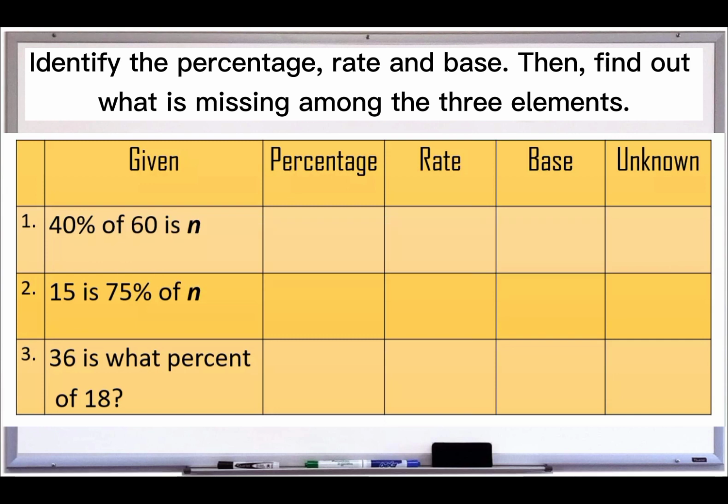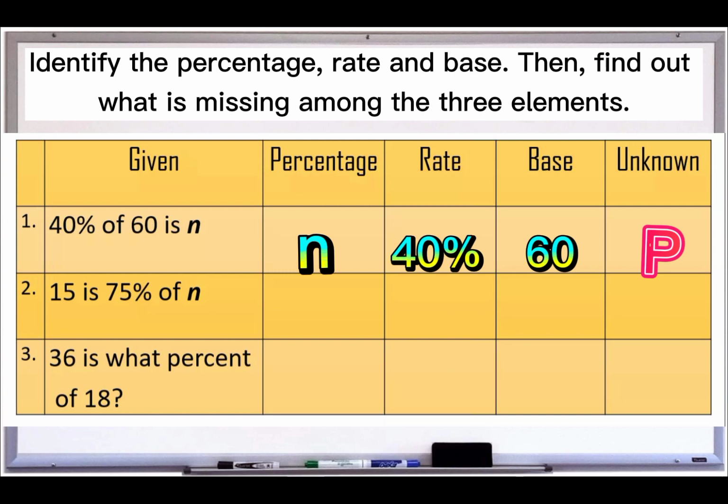So, let's answer number 1. 40% of 60 is n. So, 40% is what we call as the rate, correct? And then, 60 is what we call as the base. Why base? Kasi pagkatapos ng salitang percent of, yun po ay 60, yun po ang base. And then, the percentage is n. Okay? So, ang atin pong missing element is percentage. Correct?